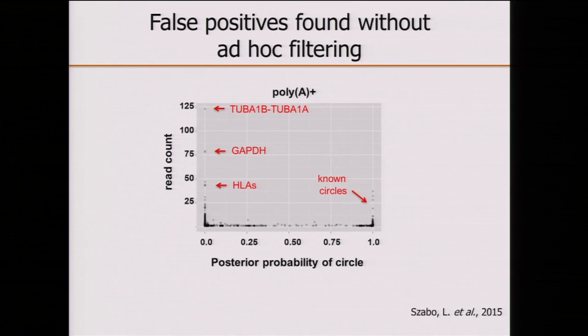Whereas several known circles were detected at low read counts with very high posterior probabilities. And so this was very exciting to us because it showed not only does our method provide information completely independent of read count, it can also be used even when the sequencing experiment wasn't designed just to look at circular RNA.